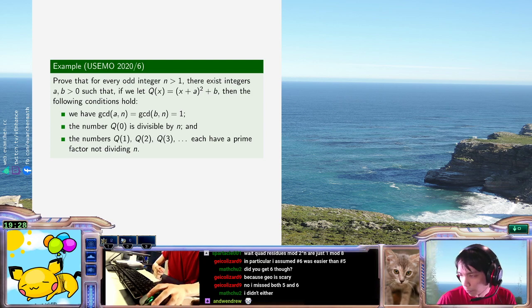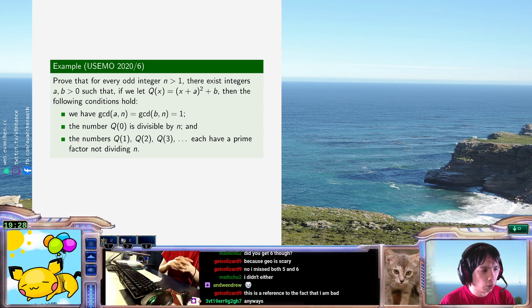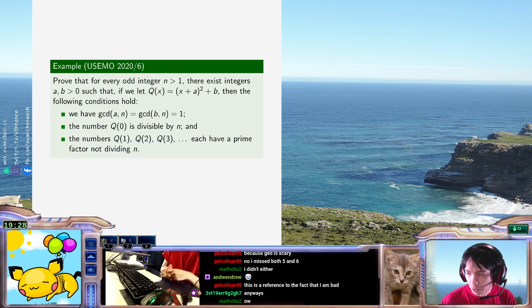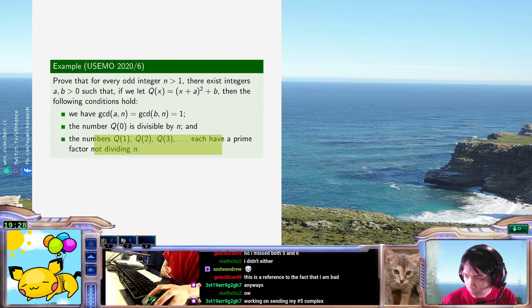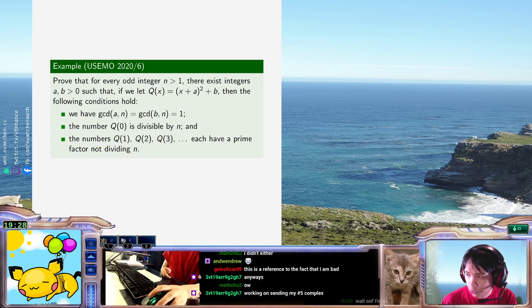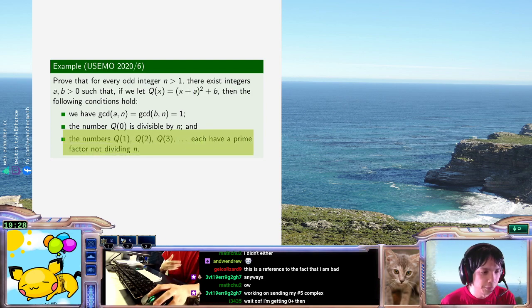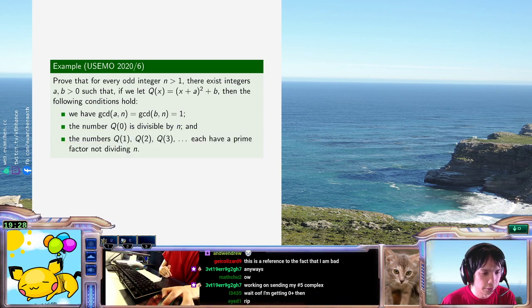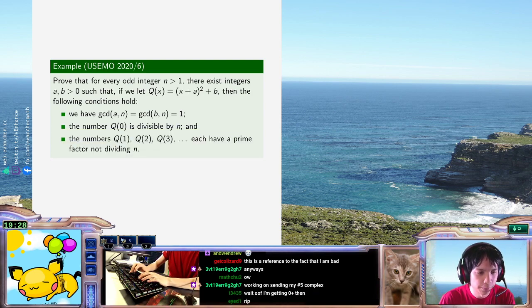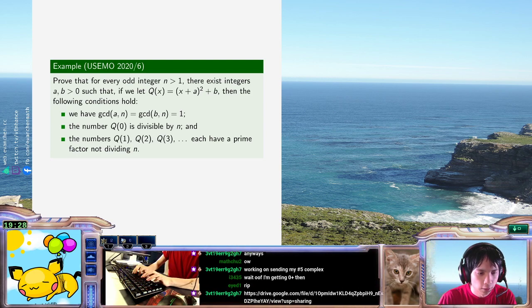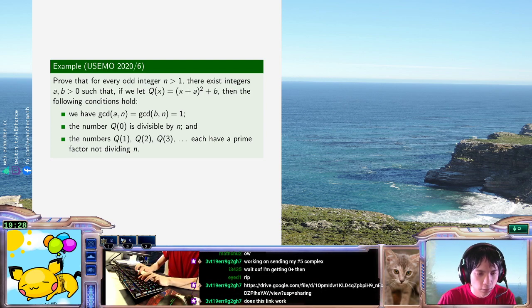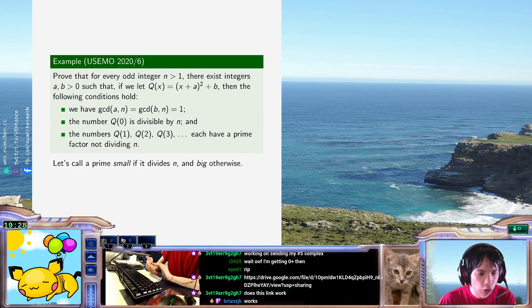So let me talk a little bit about why the conditions are here. This is really saying that I want sufficiently large inputs. A is a shift, right? So this condition here is just saying I want sufficiently large inputs to have big prime factors. So let's do it this way. Let's call a prime small, and if it divides n, we'll call it small, otherwise we'll call it big.